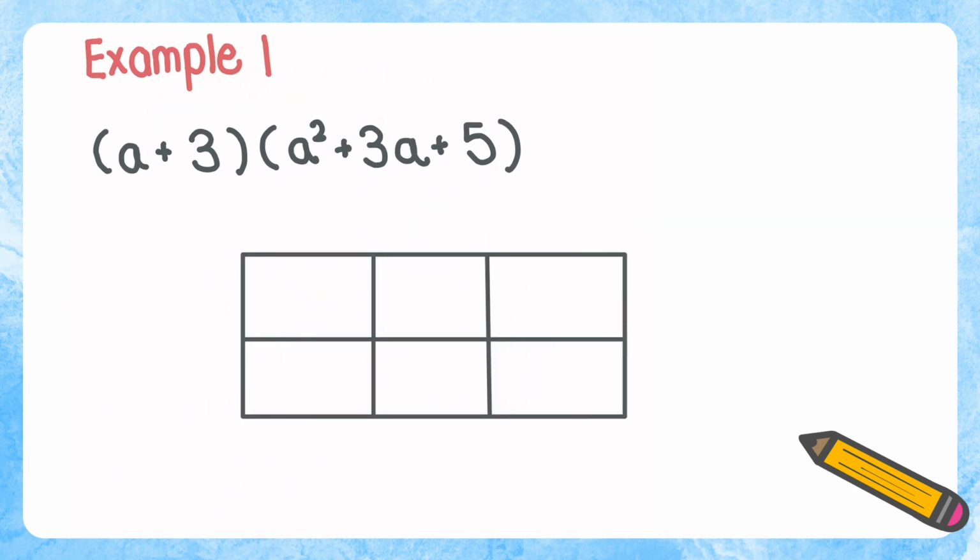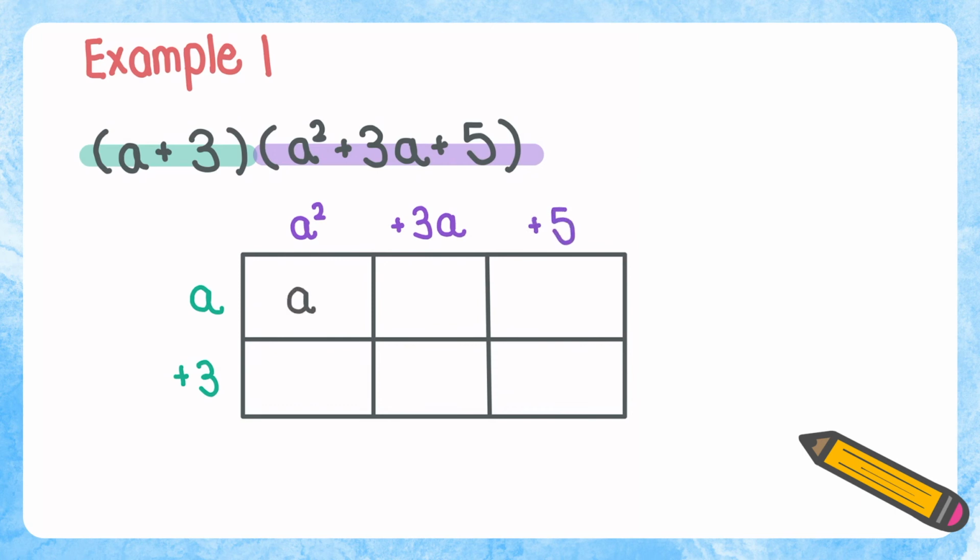So I set up the box like this. Honestly, you could write it as a 2 by 3 or a 3 by 2. I just chose this way because I just have more space horizontally. Okay, so I have the a plus 3. Then I also have the a squared plus 3a plus 5. So let me just write that out into the area model. So this little box thing. And once it's set up, I can start multiplying.